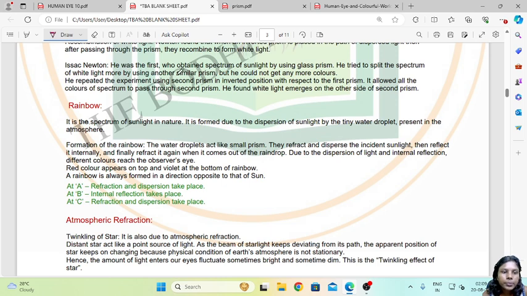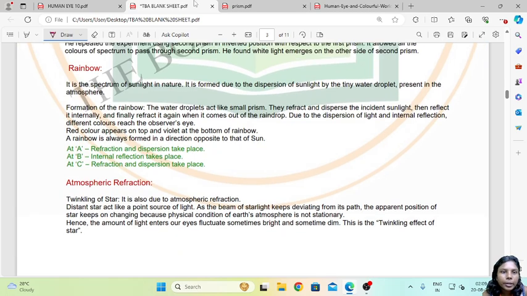He repeated the experiment using a second prism in an inverted position with respect to the first prism. It allowed all the colors of the spectrum to pass through the second prism. He found white light emerges on the other side of the second prism. So when he tried an inverted prism, all the colors of the spectrum passed through the second inverted prism and we got back the white light.